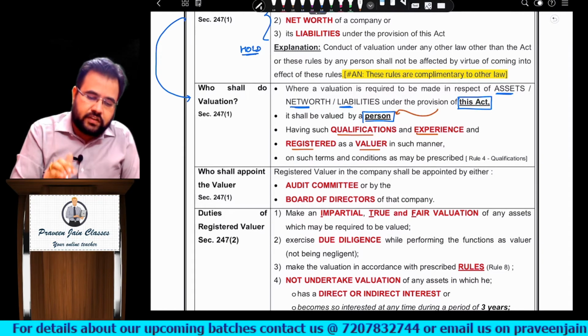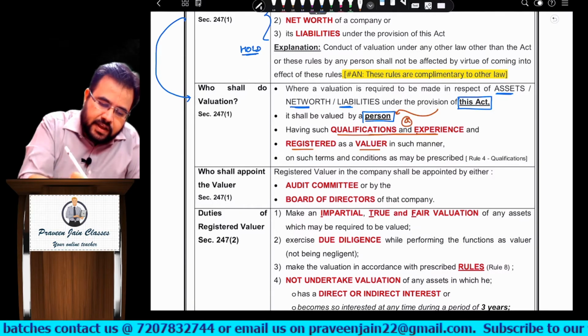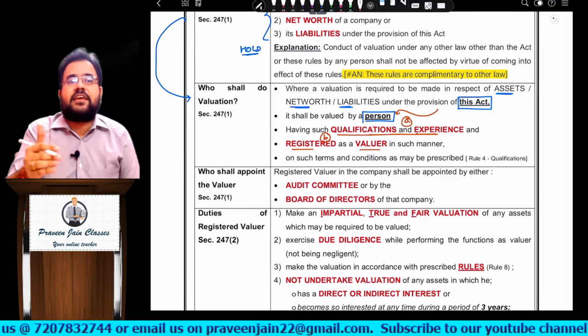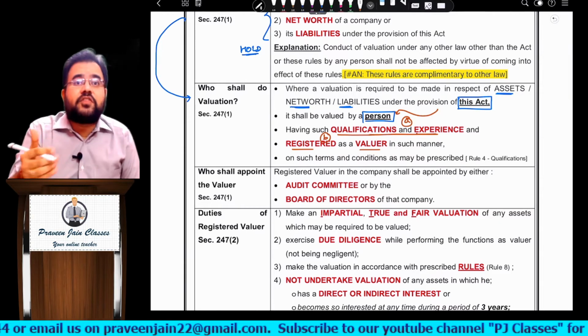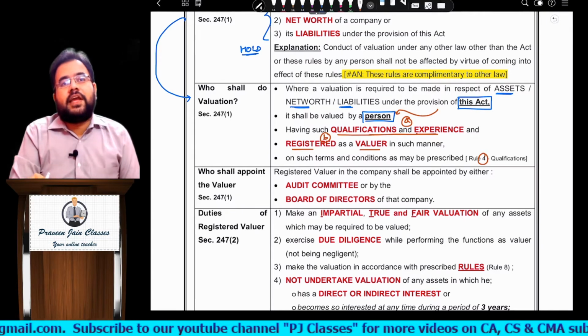Okay, so two things we are talking about, sir. One, he should have qualification and experience, sir. Next, he should be registered as a valuer, sir. Okay, registered with whom, sir? How much experience is required? All these things are prescribed in rule number 4.